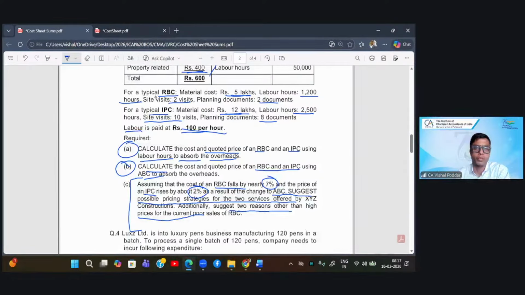So firstly, what is the first part of the question? Assuming that the cost falls by 7%, so definitely cost has fallen. They are saying assume it is 7% and prices of IPC is going up by 2%. Suggest possible pricing strategy for the two services offered by ABC. Now see, what are pricing strategies? It is a theory point. So there are broadly two types of pricing strategy, students.